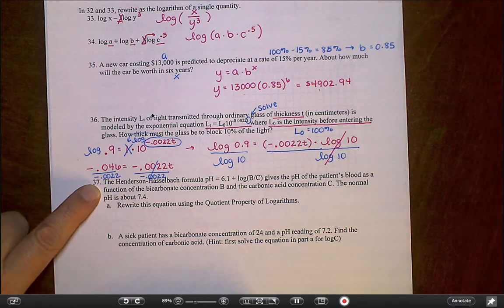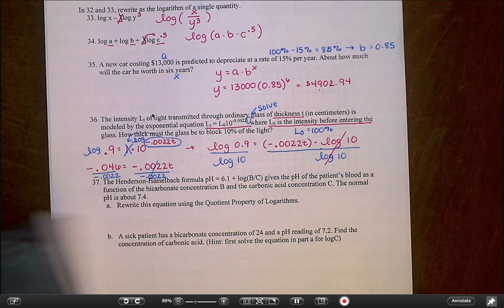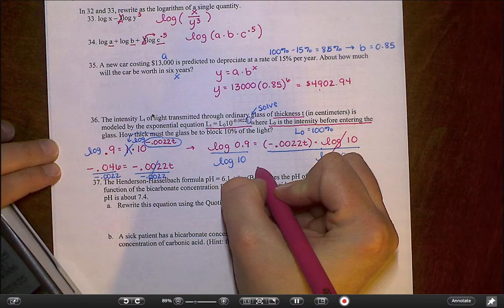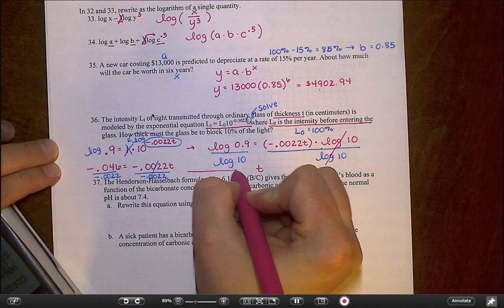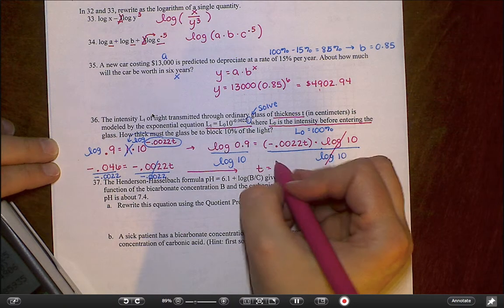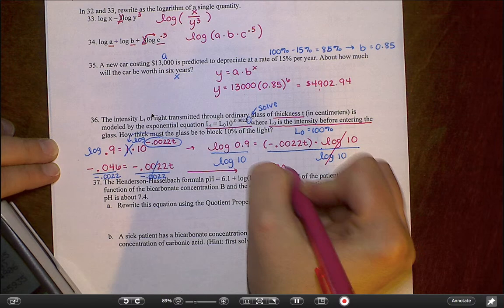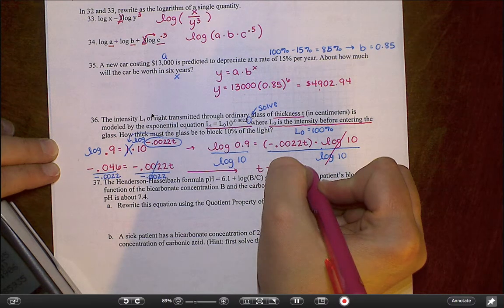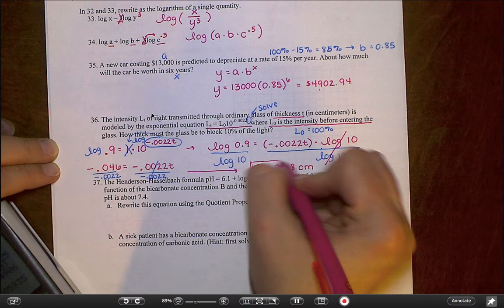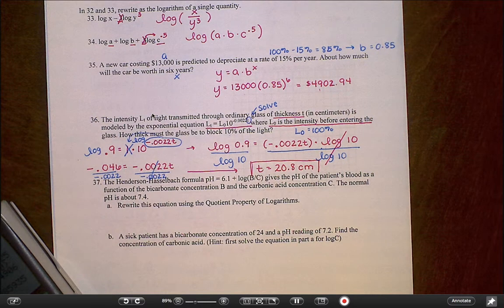And does it tell me right around? It really doesn't. So I'm just going to put here, T equals 20.8 centimeters. Okay, there's my final answer on that.